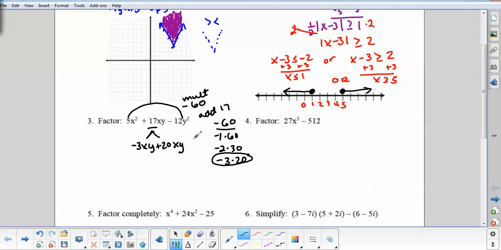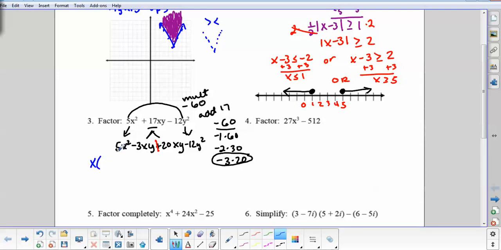And then bring down the -12y squared, and bring down the 5x squared. Alright, so you want to think about this now in two halves, so cut it in half like that, and you want to take the greatest common factor of these two out. Well, 5 and 3 have nothing in common. They do both have an x, and only one of them has a y, so really all we can take out here is x.